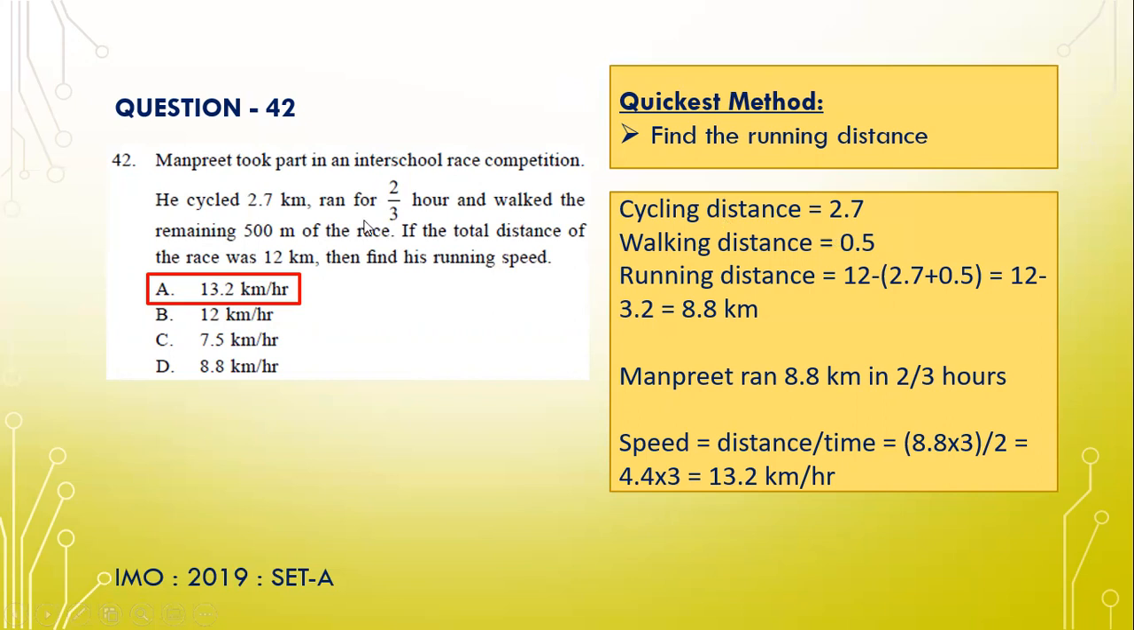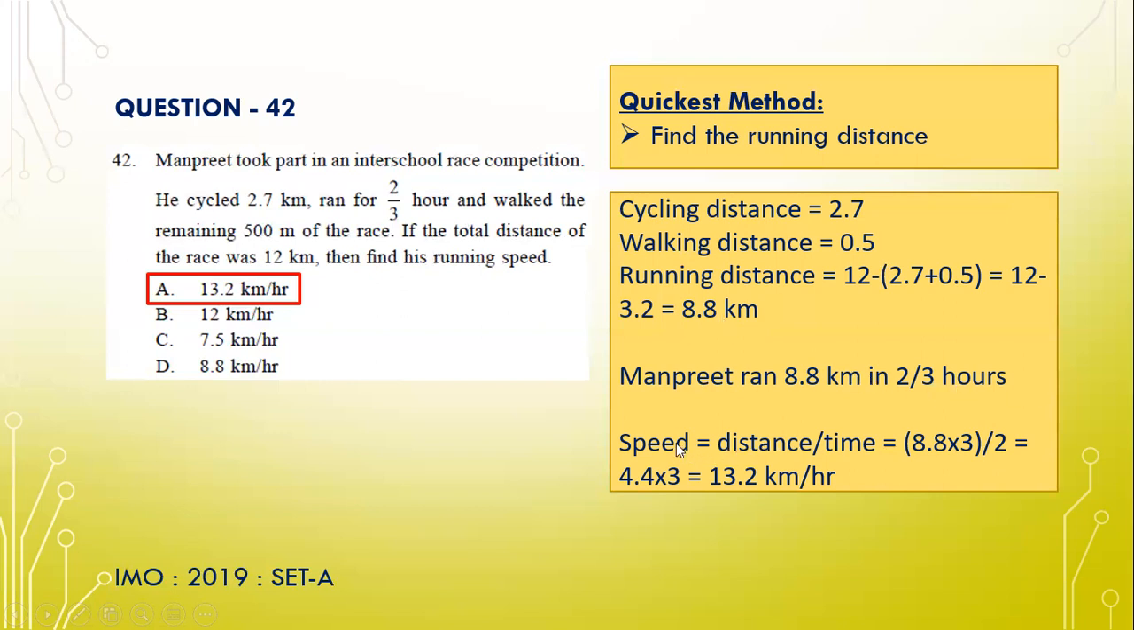So cycling distance was 2.7. Okay. Walking distance is 500 meters, which is 0.5 km. And total distance was 12 km. So what is the running distance? Running distance is 12 minus 2.7 plus 0.5, which is 8.8 km. He ran 8.8 km, and in how many hours? He ran in 2 upon 3 hours. So Manpreet ran 8.8 kilometers in 2 upon 3 hours.